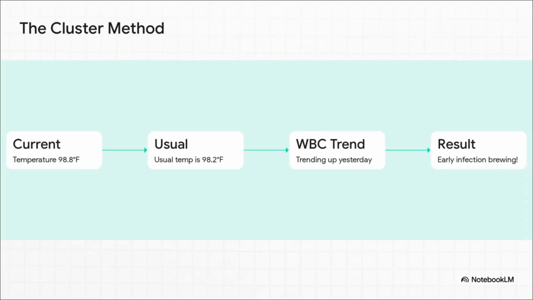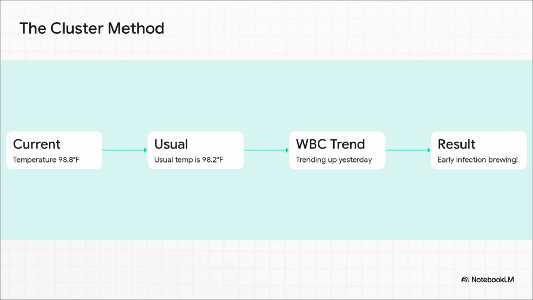To catch those subtle trends, we use what's called the cluster method, and this is a foundational skill for the Rule of Three that we'll be mastering shortly. The cluster method is where we look for 3 minor, sometimes even normal findings that when put together signal an impending crisis. Let's walk through patient A's case to see how this works.